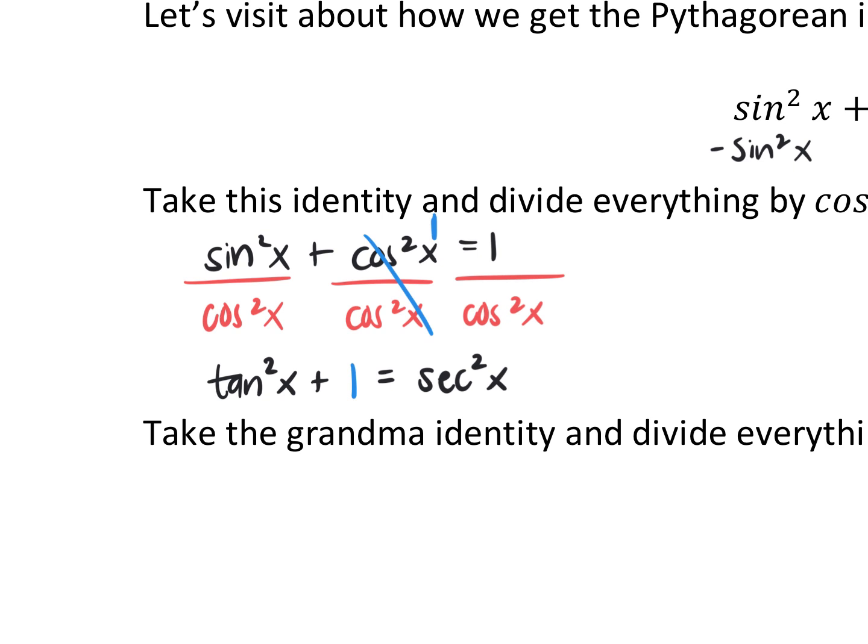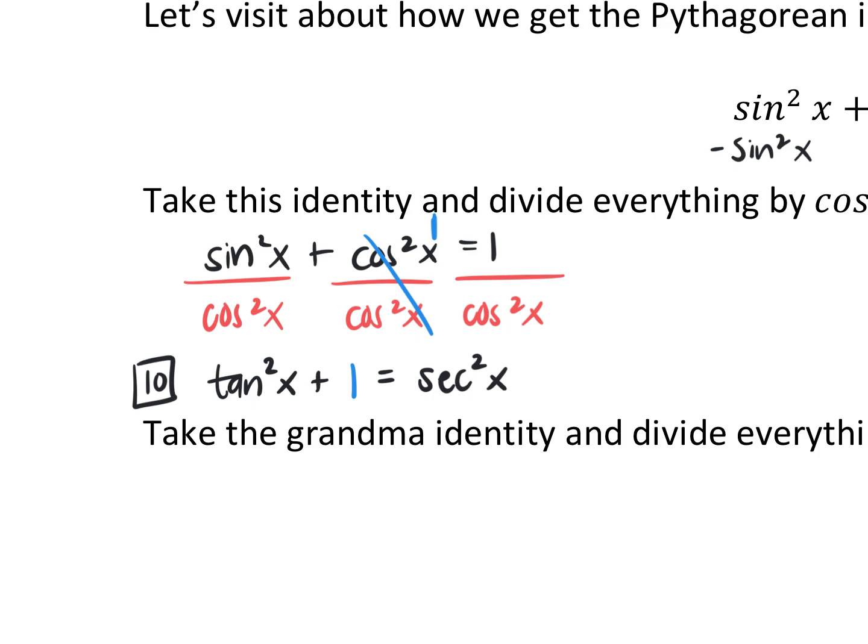Now, if you look on your gold sheet, this is the identity number 10, the Pythagorean identity number 10, and we got it by dividing by cosine squared of x from our original. Again, if you look at row 10 on your sheet, the other 2 equations that are in here are found by just manipulating this equation. So subtracting the 1, or subtracting the tangent squared of x. It's just the same thing, slightly different.